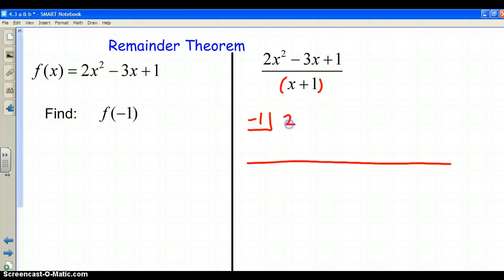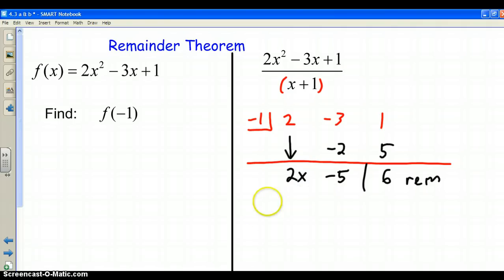Take my coefficients, 2, -3, and 1, put them over here, and I'm just going to perform your basic synthetic division. Bring the 2 down. -1 times 2 is -2. Add, you get -5. -1 times -5 is 5. And we get a remainder of 6. That's my remainder. If I wanted to put a constant here, this is the x term and so forth, but my remainder is 6.